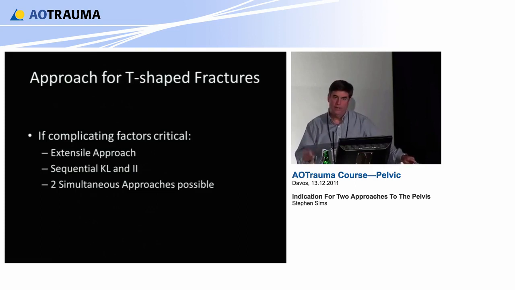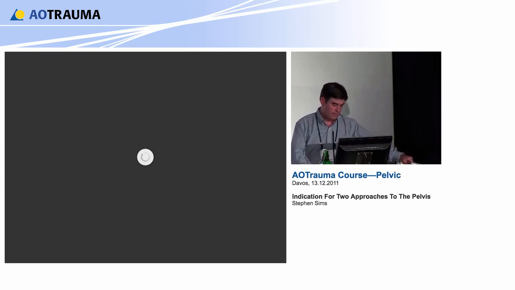So if these complicating factors are appreciated ahead of time, then you could consider an extended approach. You could consider planning sequential approaches, or you could even consider a simultaneous exposure. This is a case just to show the multiple complicating factors. You can see that the SI joints are separated on both sides, rotationally unstable. The symphysis is separated in the front, and there's a wide separation between the stems of the T-shaped fracture.